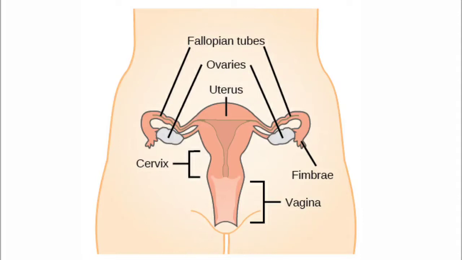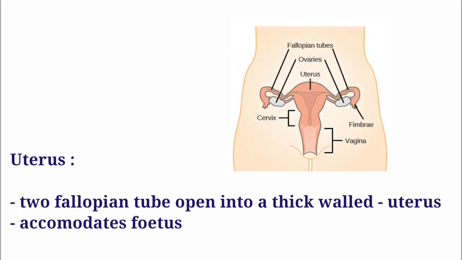Now the second part is known as the uterus. The two fallopian tubes open into a thick walled muscular organ known as the uterus. We all know that the uterus is also termed the womb. When a woman is pregnant, her baby is accommodated in that womb-like structure, which is termed the uterus.